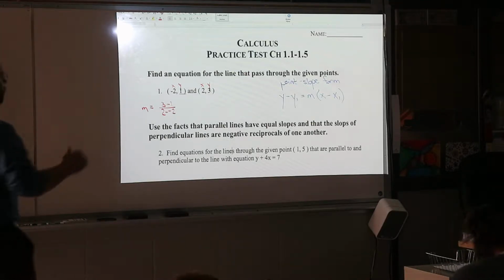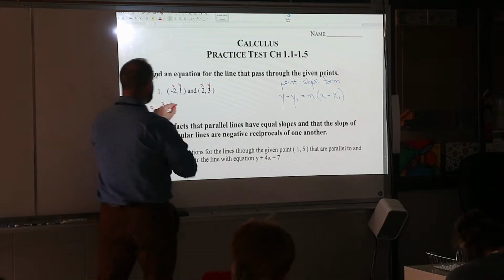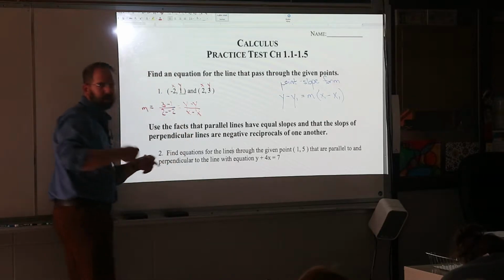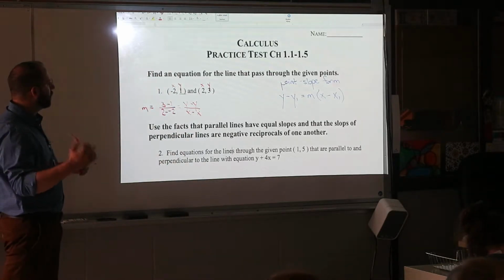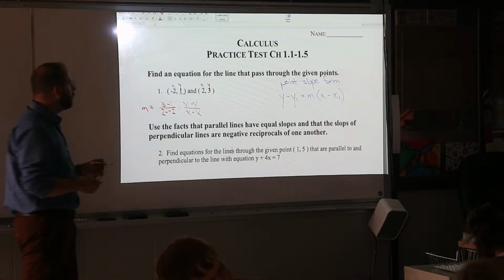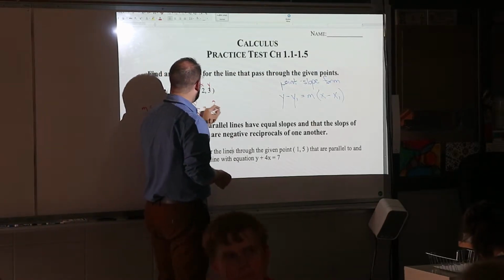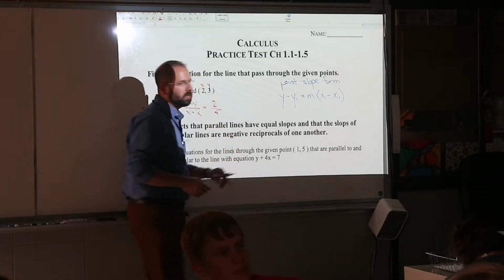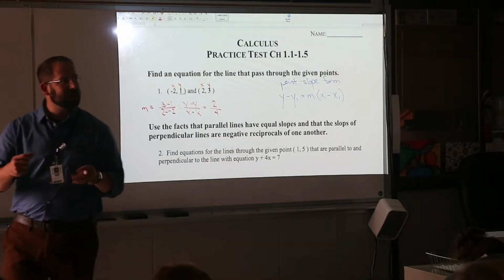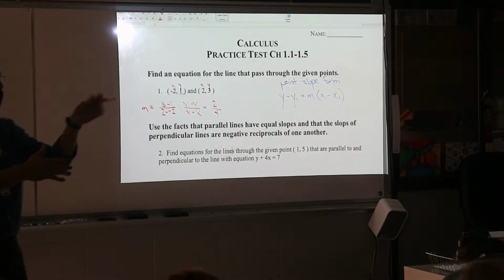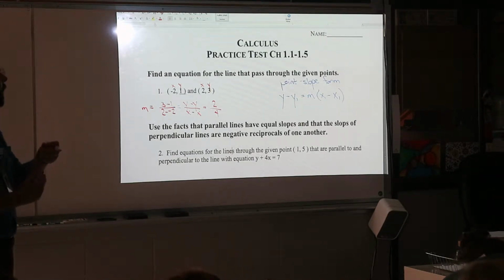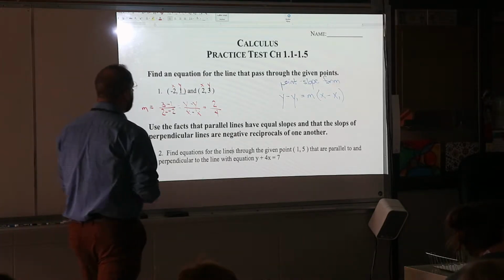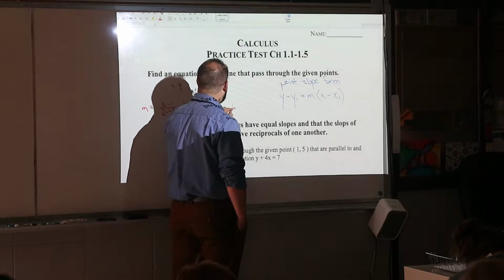The y's always go on the top, and the x's go on the bottom, because it's rise over run. So you subtract them. I went 3 minus 1, and 2 minus the negative 1. When you do that, I'm going to get 2 on the top, and on the bottom, I'm actually going to get 4. That's why it really does matter the order you subtract. Because if you switch them around, you get a negative when you should be getting a positive. Then this will simplify to be a half.